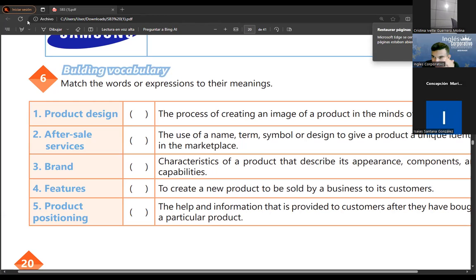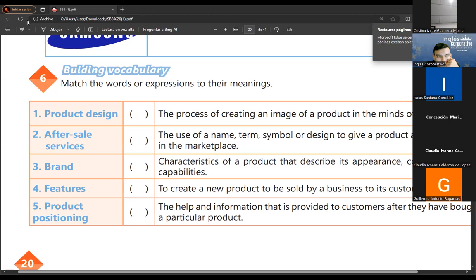This is class number 9, if I'm not wrong. Yeah, 9. Okay, today it is Thursday, 26th. Okay, so please get ready. We're going to start the class.